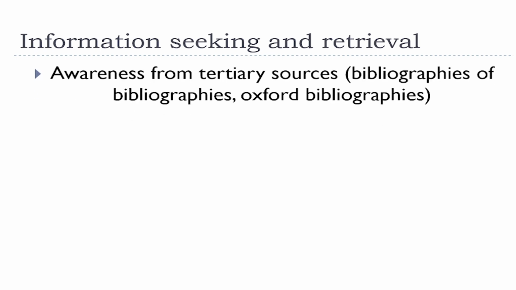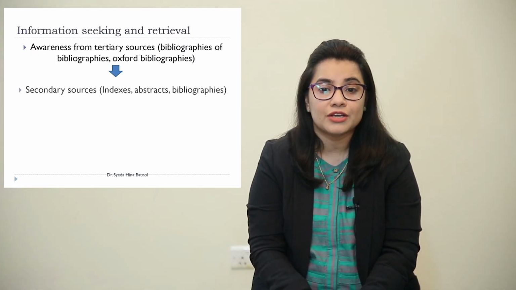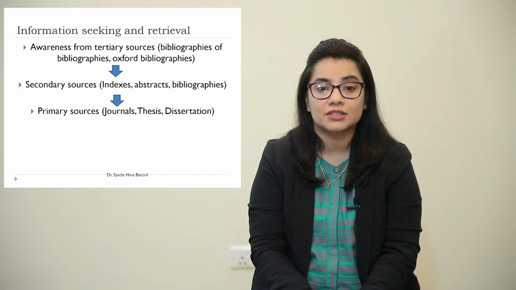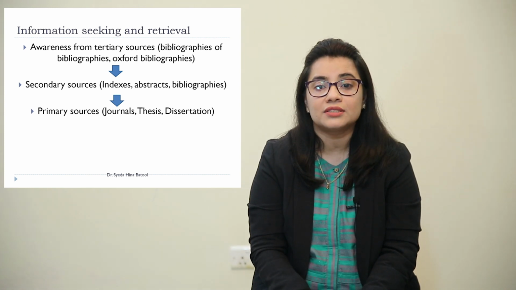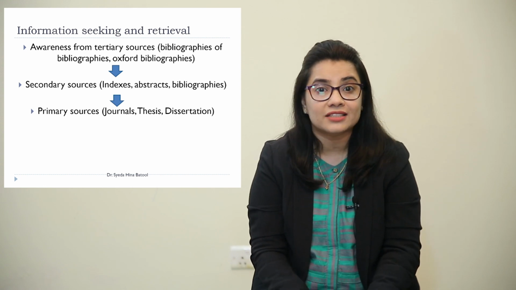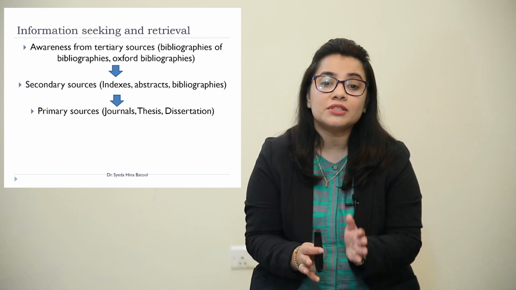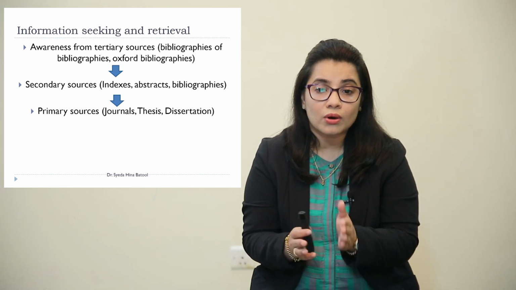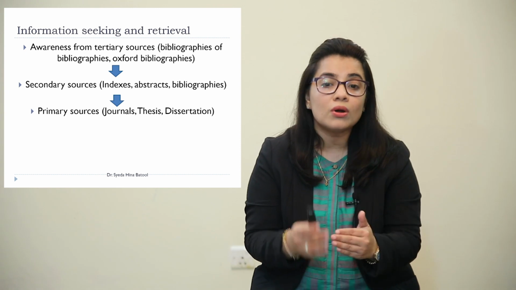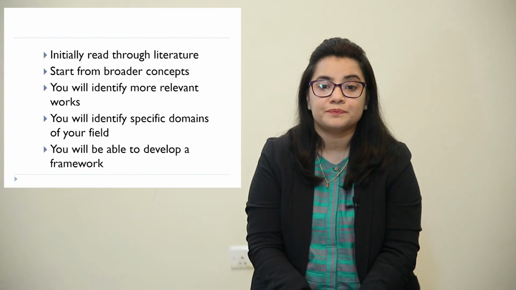There are 3 types of information material: the primary sources, the secondary sources, and the tertiary sources. The tertiary sources involve biographies and directories of biographies, for example, Oxford biographies. The secondary sources include indexes, abstracts, and bibliographies, and then there come the primary sources. The primary sources include journals, theses, and dissertations. According to authors and researchers, you need to include all kinds of resources while you seek information for a research purpose.